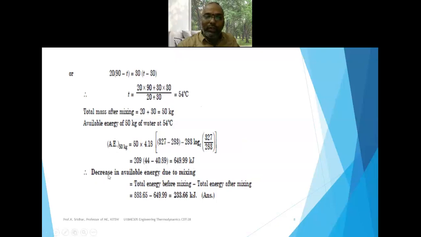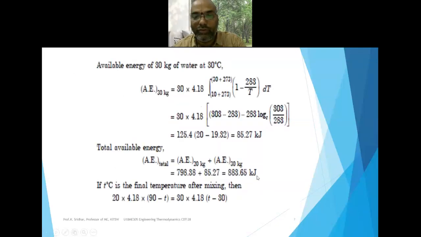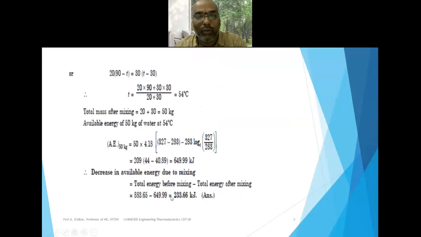Now, how can we find out the decrease in the available energy due to the mixing process? That is the total energy before the mixing process minus the total energy after the mixing process. Already we found the total energy before mixing, the available energy, is 883.65 kilojoules. And now after mixing you have 649.99. So the decrease in the available energy due to the mixing process is equivalent to 233.66 kilojoules. And why is the available energy decreased?